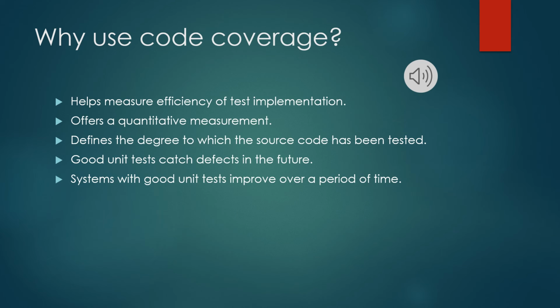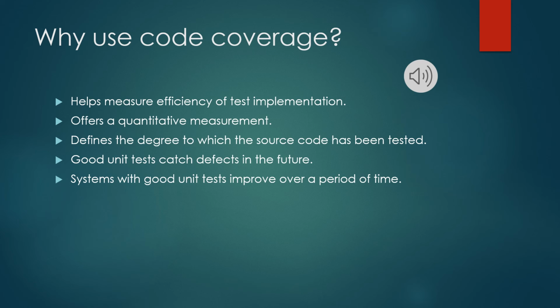Why do we use code coverage? Code coverage helps measure efficiency of test implementation. It offers a quantitative measurement. It defines the degree to which the source code has been tested. Good unit tests catch defects in the future. Unit tests are automated tests, so if someone adds to the code in the future, the code is still being tested by all the previously written test units. Therefore, it may be more obvious if a defect is introduced.